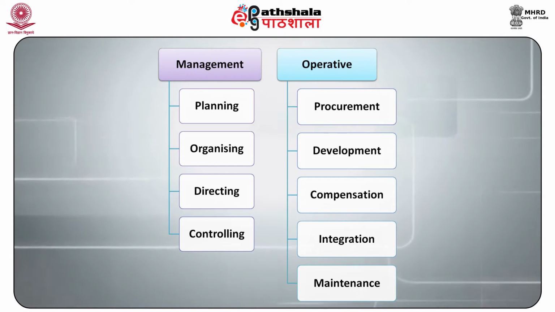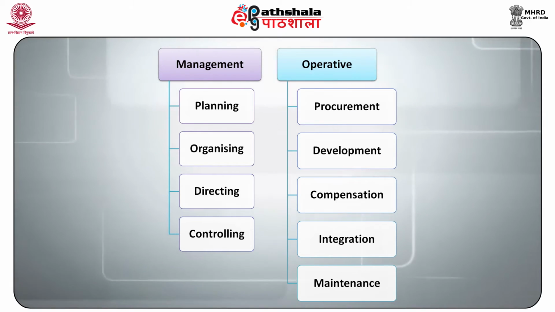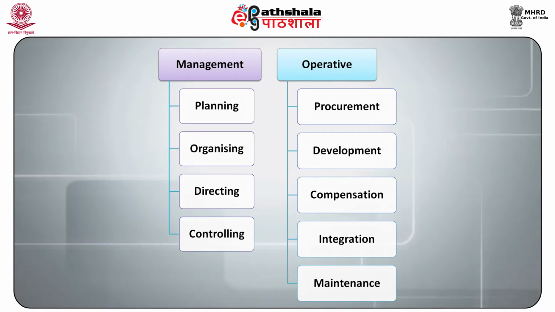Let us discuss the functions of human resource management. The functions have been divided into two: managerial and operative. The functions of human resource management are broadly classified into two categories stated as follows. First, managerial functions. Second, operative functions. The managerial functions of human resource management include planning, organizing, directing and controlling. The functions are stated as follows.